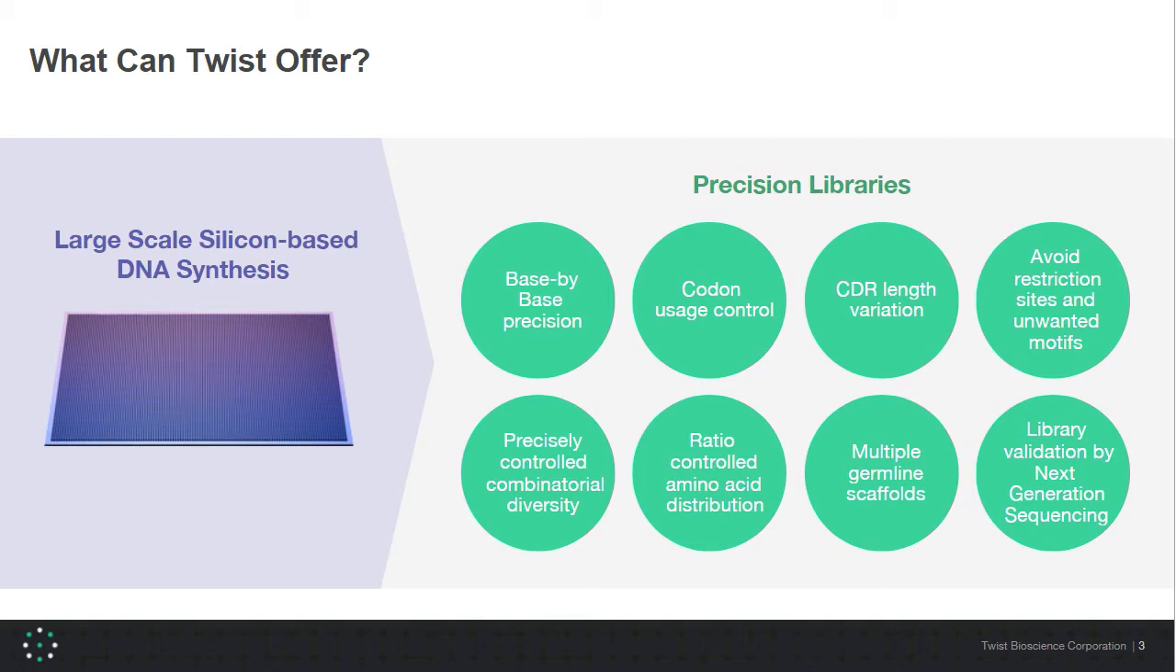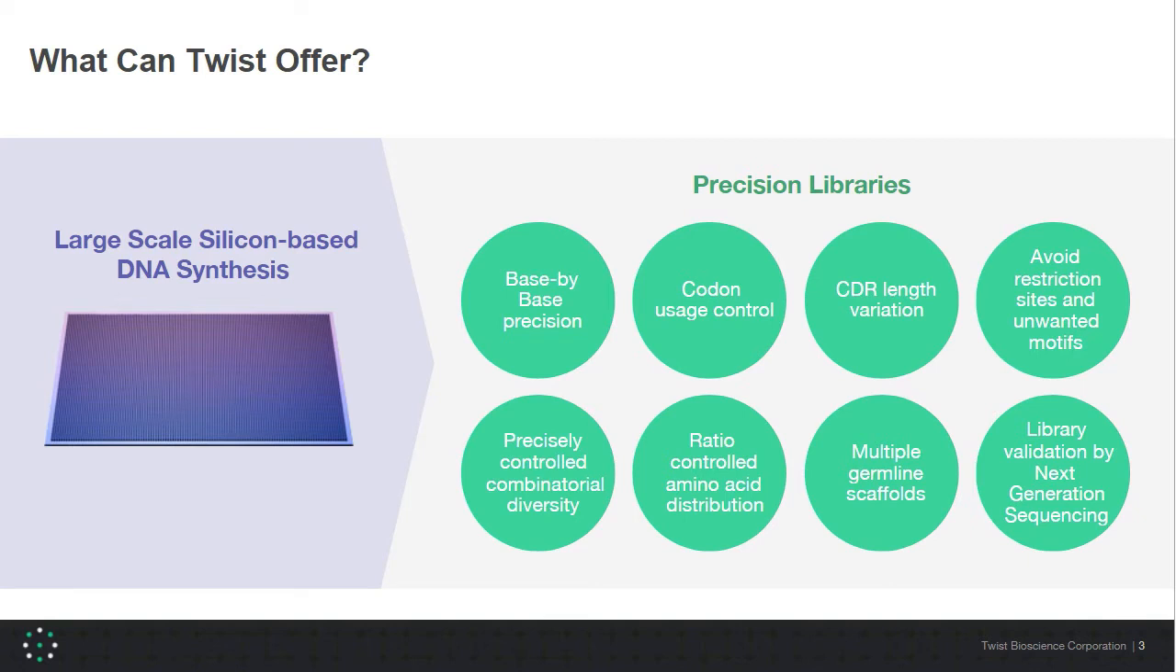We also build libraries that are often called ratio libraries, and here, within, for example, a defined CDR, we can control the ratios of amino acids very easily by printing individual oligos and pools that match the ratio that we want. We, of course, can use multiple germline scaffolds if we're making an antibody library. And then finally, at the end of the library process, we validate our libraries using next-generation sequencing.